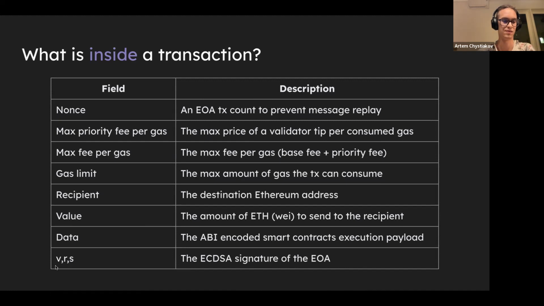And the last fields are the VRS parameters. These are the parameters of the ECDSA signature. So when the transaction is constructed, it is signed with the externally owned account's private key, and the signature is obtained, and then it is encoded and sent to the nodes for validation, and then addition to the blocks.